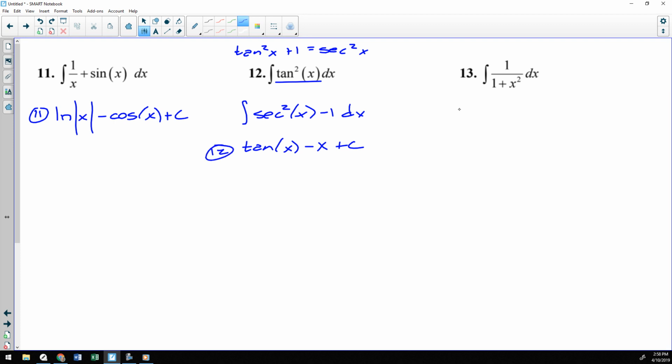13 is also a recognition one. There's no work to 13. The antiderivative of 1 over 1 plus x squared, you should just know that that is the derivative of arctan x. And so you just write it down and move on.